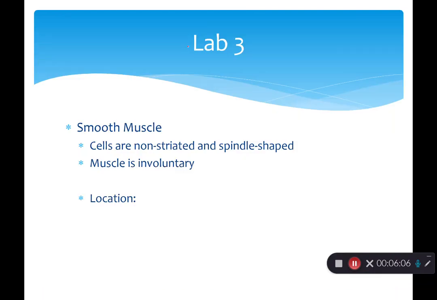Last, we have smooth muscle. For the location, we're going to say lining hollow organs. So some examples, we have the stomach, we have the intestines, we have the bladder, we have the uterus, the inside lining of blood vessels. So lining hollow organs is what we're going to say.